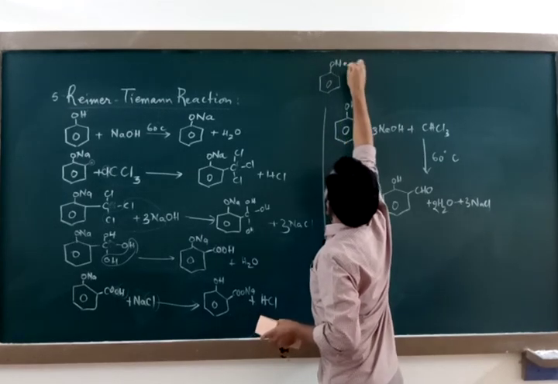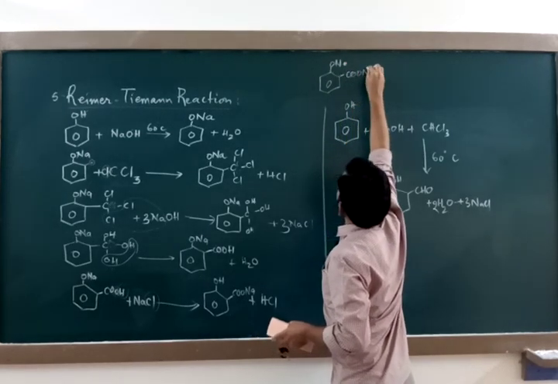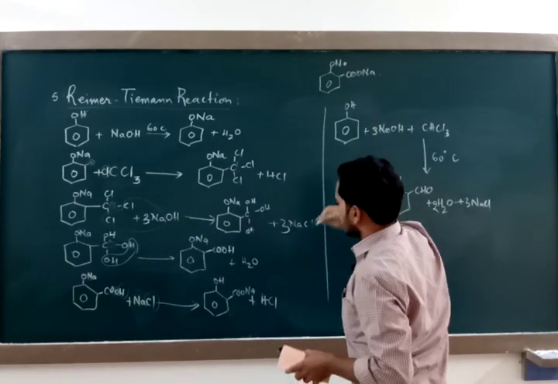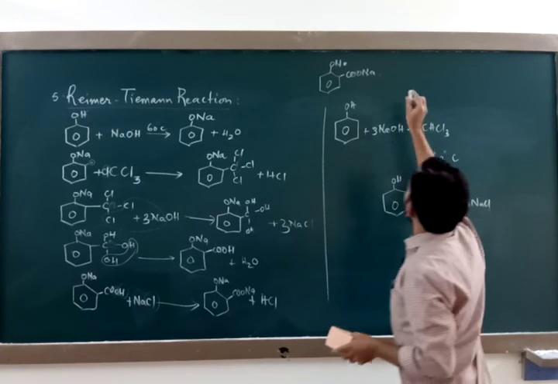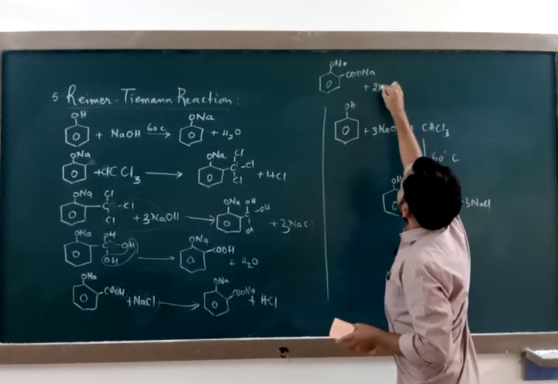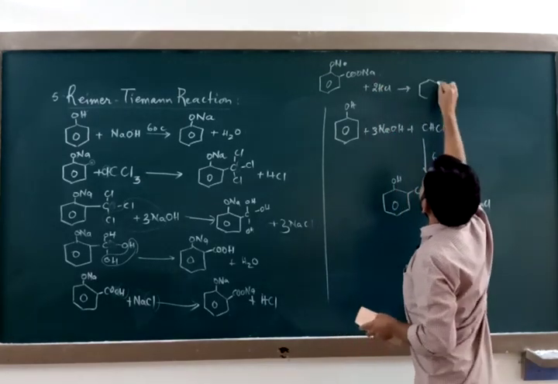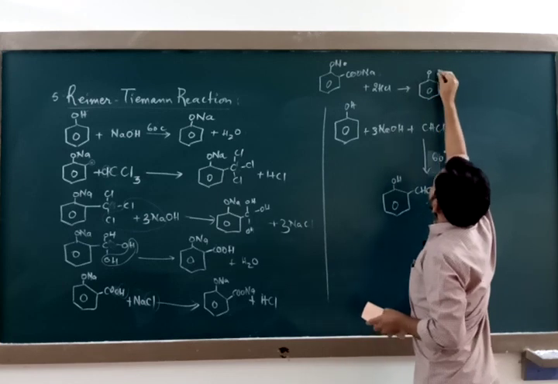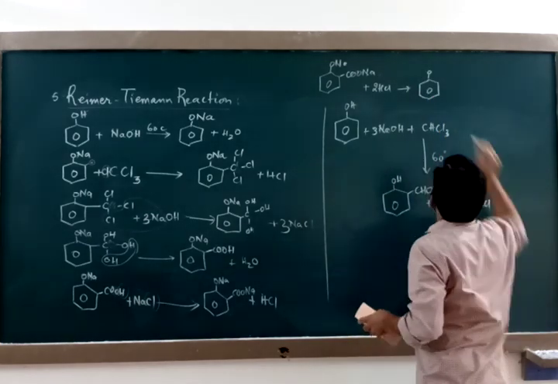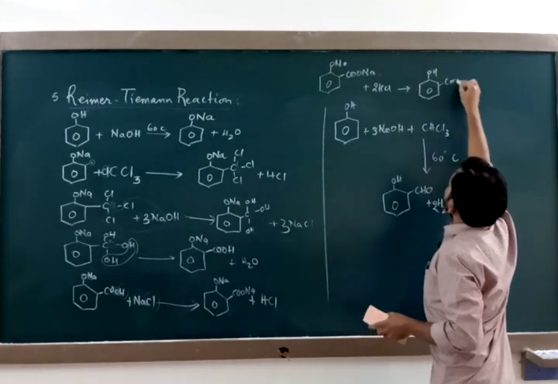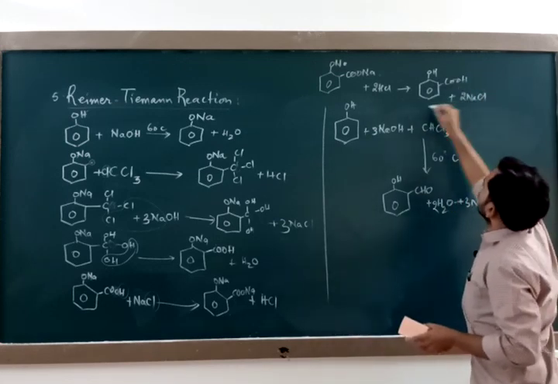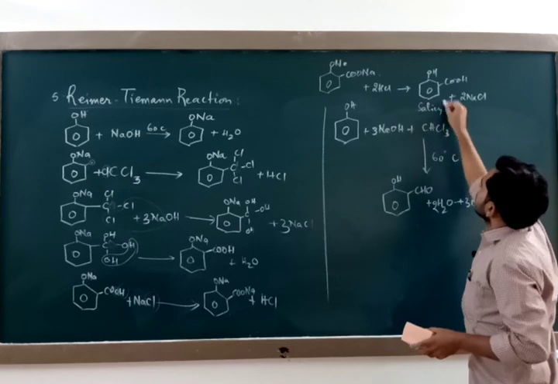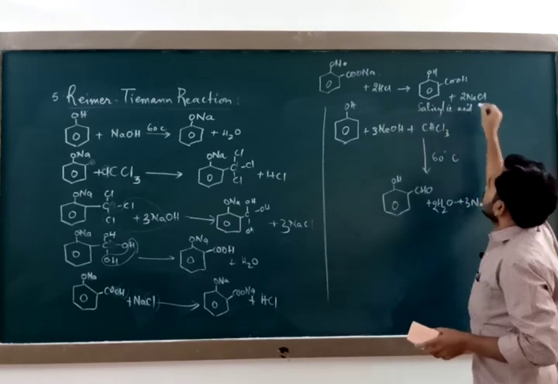Then in the last step, this COONa, we call this here ONa. So this compound is reacted with 2 molecules of HCl to give you salicylic acid, plus 2 NaCl. So this is the second part of the Reimer-Tiemann reaction.